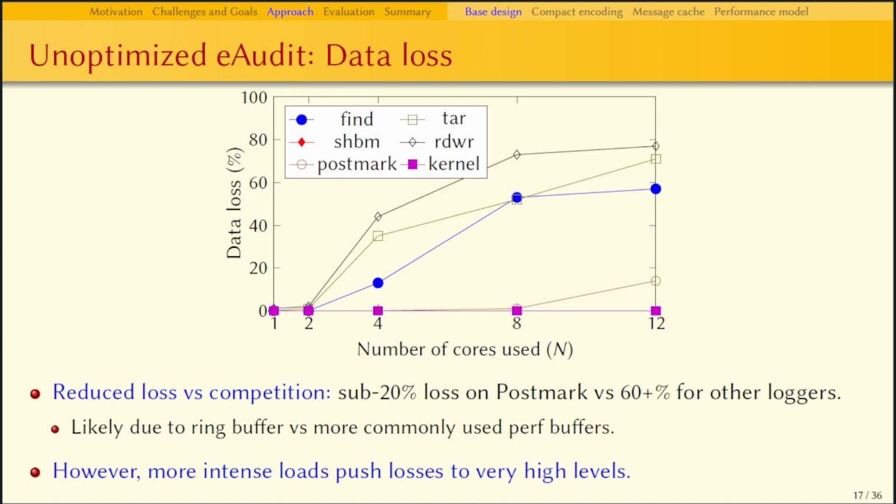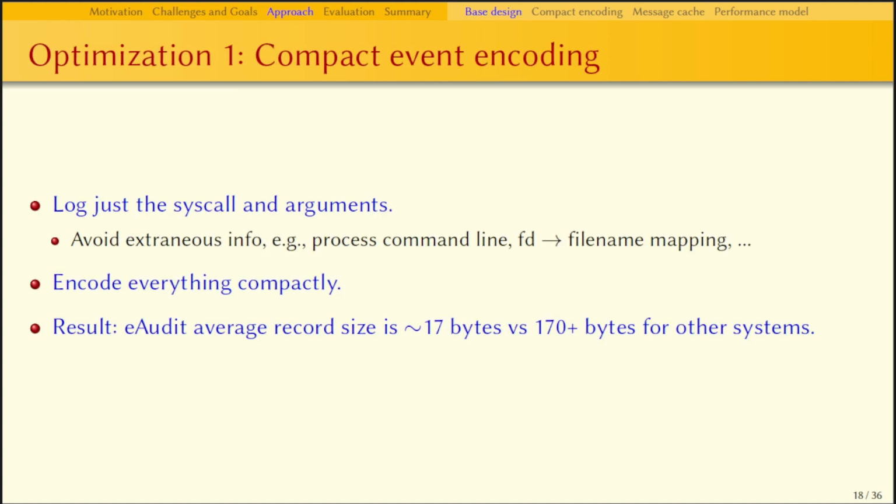What we see is a substantial improvement in data loss. For example, the previous loggers were experiencing about 60% or up data loss for postmark, while our system produces less than 20% data loss. However, more intense load will push these data losses to very high levels. Our results showed that eBPF alone can't solve our data loss problem.